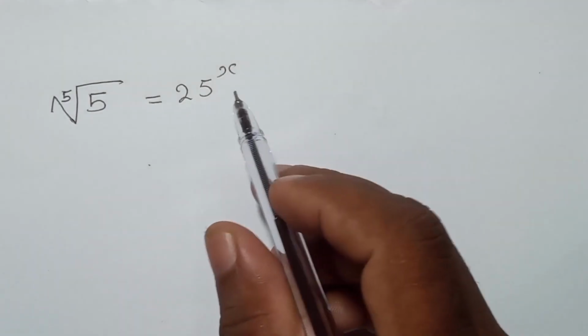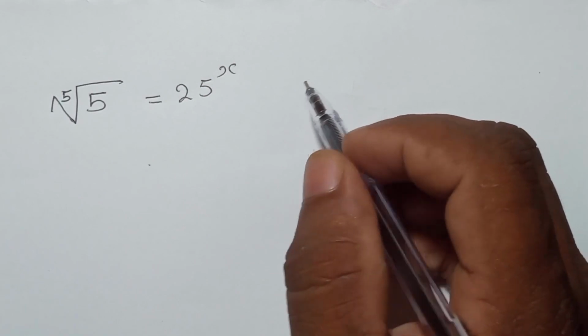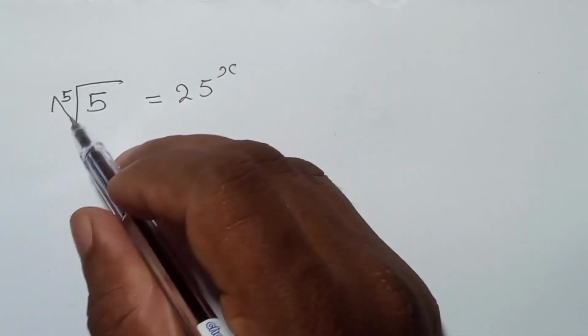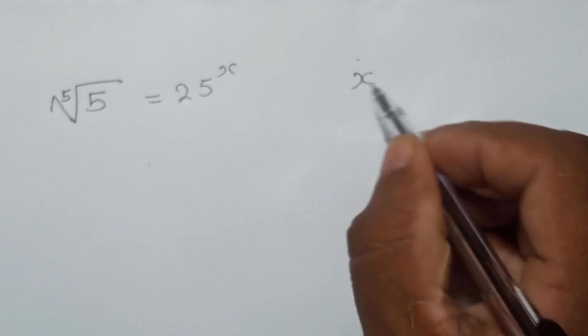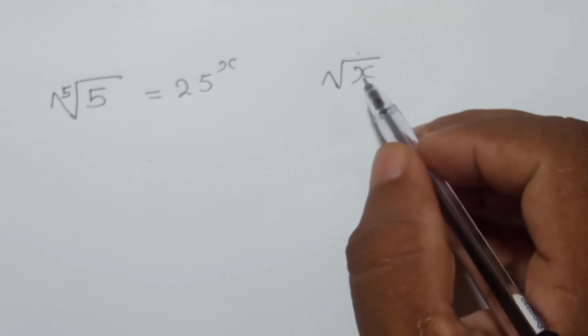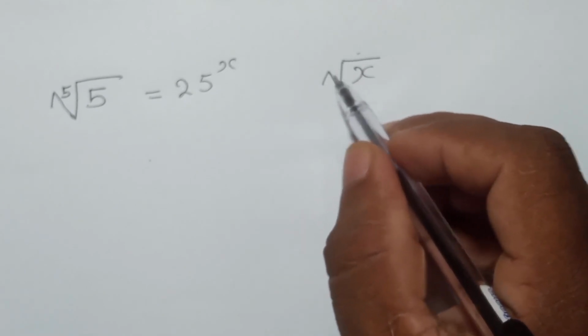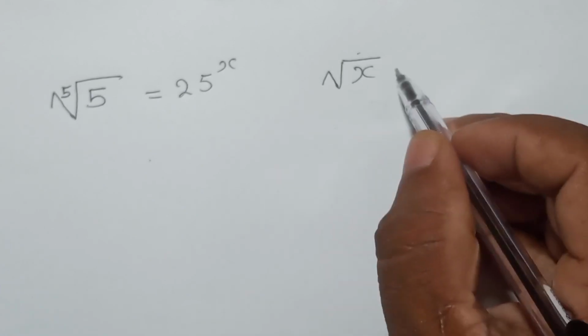Okay, now we need to find the value of x here, right? So how to do? First of all, you need to understand what this sign means. When you have it like this, we call it a square root, right? Square root means there's no number between these two lines, there's nothing. That means here is a square root, right?